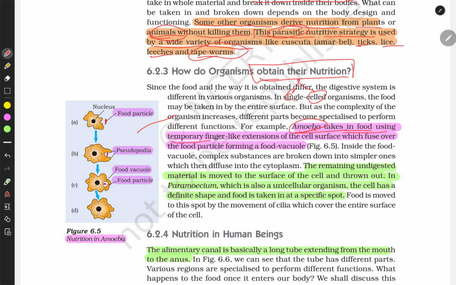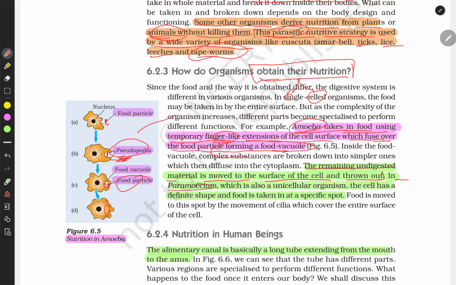It takes food using a temporary finger-like extension of the cell surface, which fuses over the food particle, forming a food vacuole. So when food is near the amoeba, it extends its finger-like structures, called pseudopodia. These fuse over the food particle, and the food gets absorbed. The remaining undigested material is moved to the surface of the cell and thrown out.